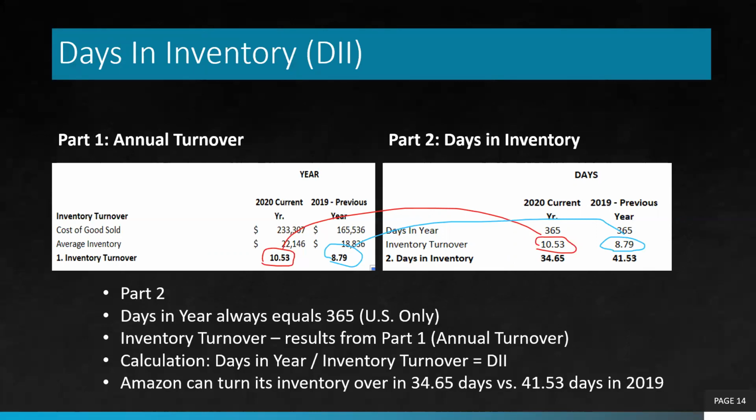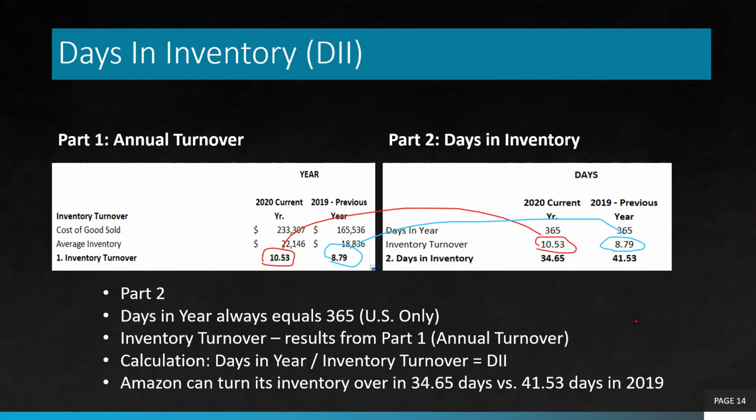Now to do the days in inventory, since we've done our first calculation for inventory turnover, I take my results and move them over to another area of a spreadsheet that I've created, and I put my results from 2020 under the current year, and the 2019 I moved over to 2019. I use 365 days a year, and that's used in the US only. So you're taking 365 and dividing that by the results of your inventory turnover, and that will give you your days in inventory, known as DII.